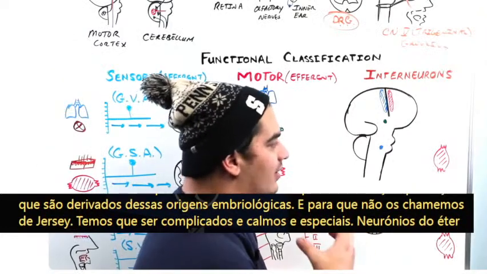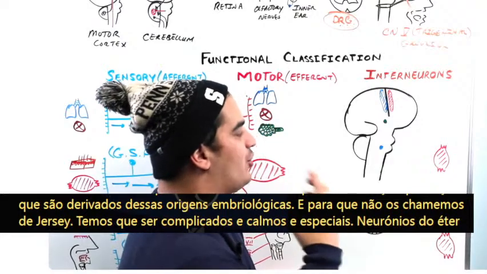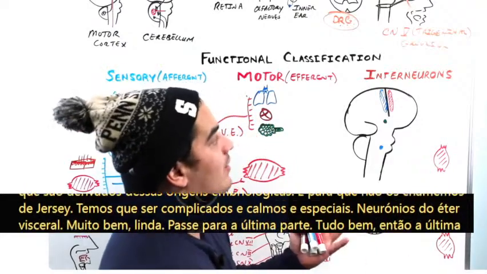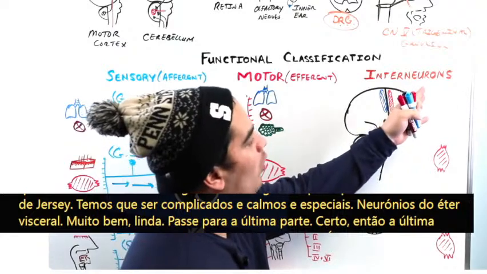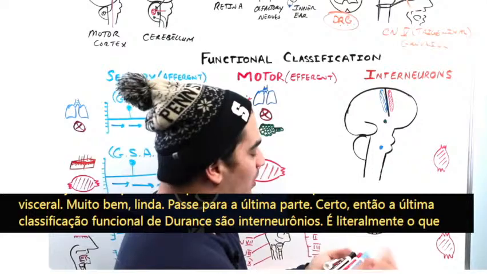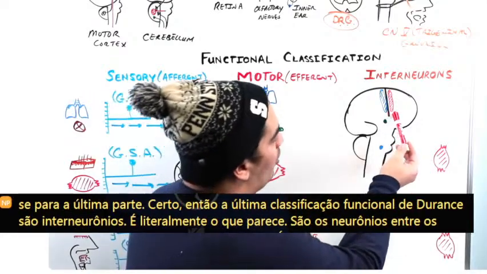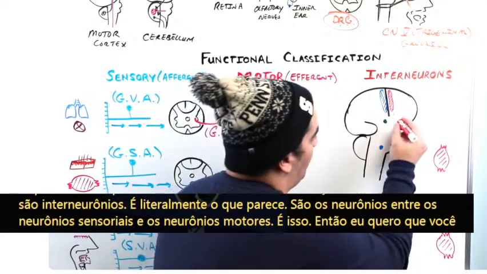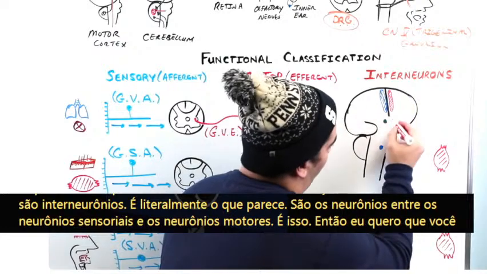All right, so the last functional classification of neurons is interneurons. It's literally what it sounds like. It's the neurons between the sensory neurons and the motor neurons. That's it. So I want you to think about this. We had that motor cortex, right? Up in the cerebral cortex in your frontal lobe.